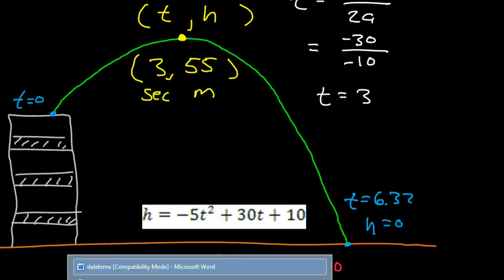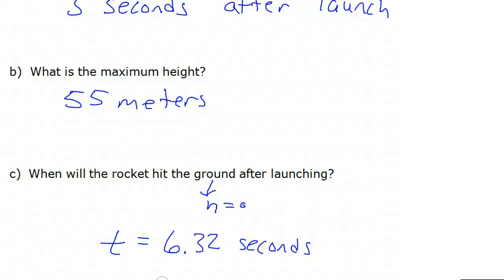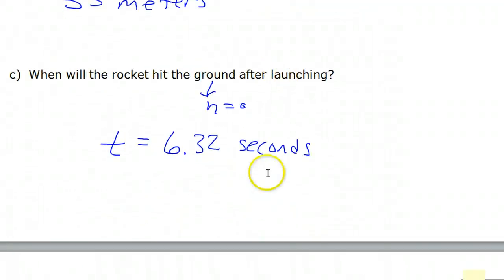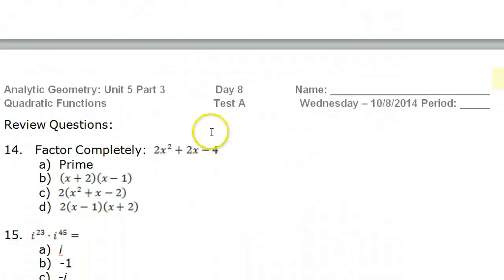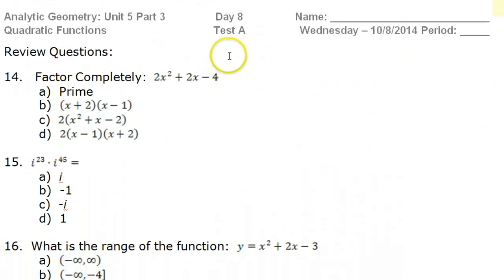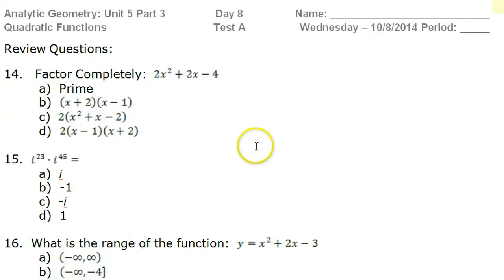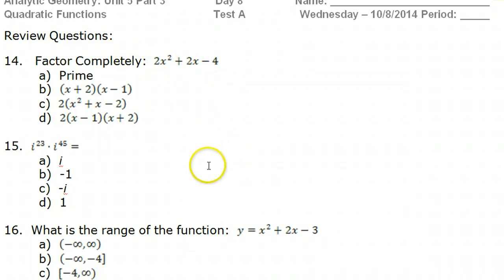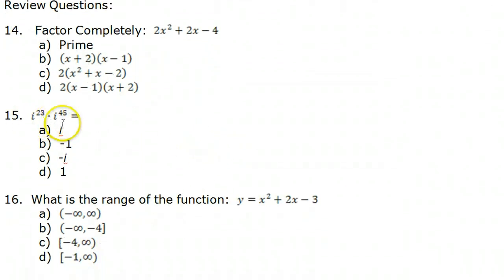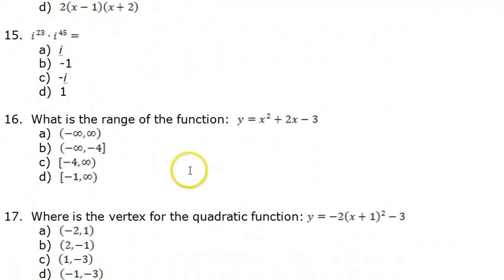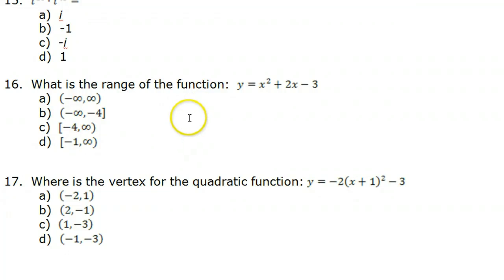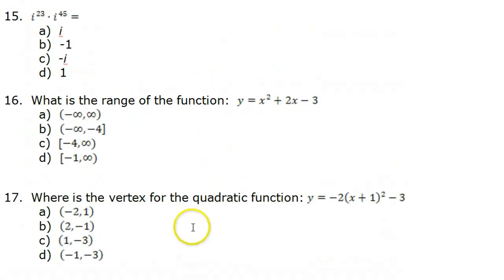Alright, that is it for this video. This is long enough, and we've reached the end of the page, so this is a convenient place to stop. We will pick up with some review questions for our fourth and final part of this test. Looks like we're going to practice factoring, do something with these imaginary numbers to a power, and some other quadratic stuff. Okay, I will see you on the next video.